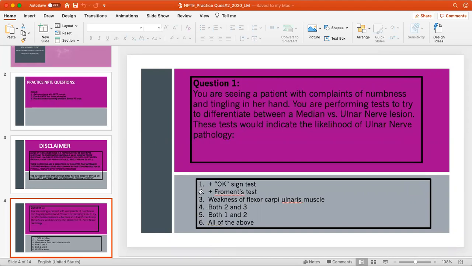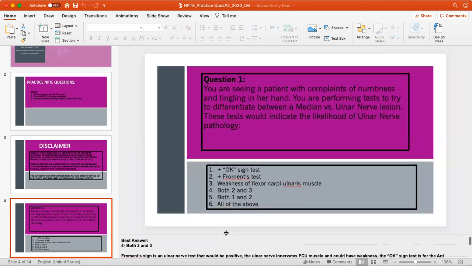So 1 and 2 cannot be true. Both of them cannot be true for the one nerve. And specifically, we're looking at ulnar nerve tests. So we're going to nix 1, and then also 5 is wrong because number 1 is wrong. The flexor carpi ulnaris muscle is in fact innervated by the ulnar nerve. So for this question, the best answer is going to be both 2 and 3 for ulnar nerve.